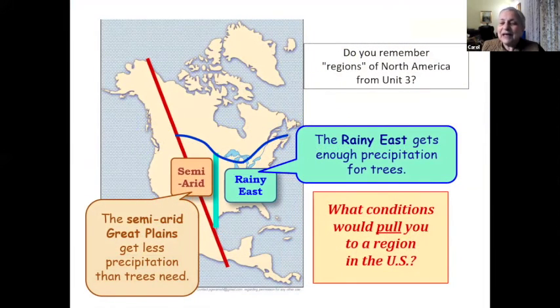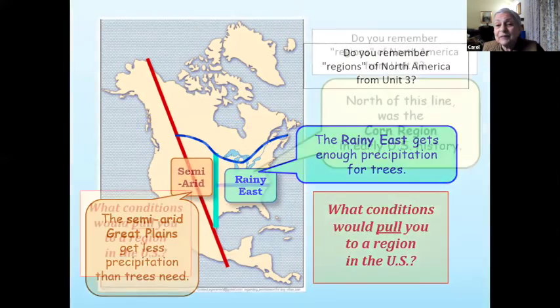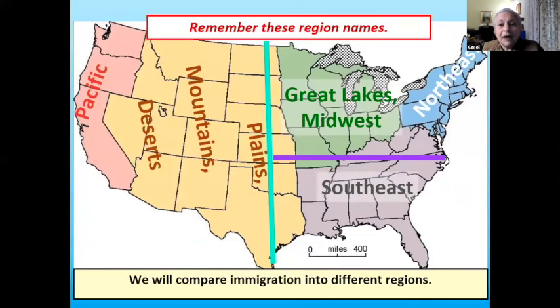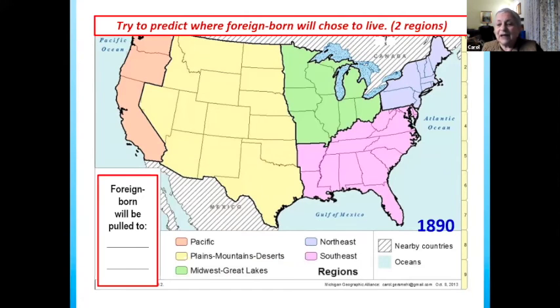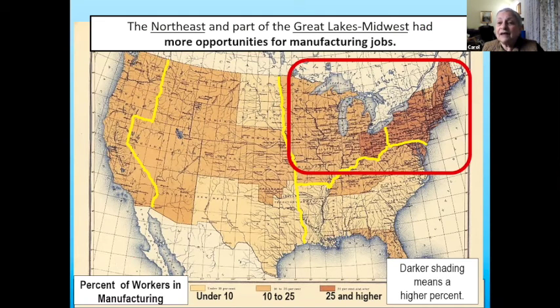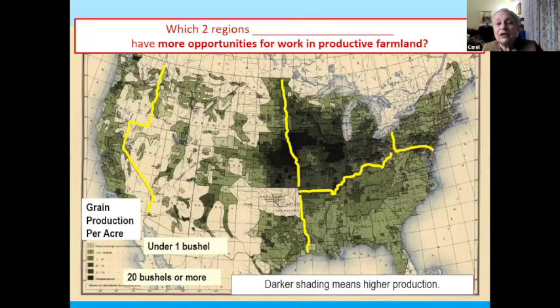And remember, we had the semi-arid Great Plains and we had the rainy East. So would you be pulled to one of those or the other, or maybe both? Remember how we had the corn region and the cotton region? Which of those would you choose to go to? And these are regions of the US that students could predict. This is where manufacturing jobs were. And that would provide a lot of opportunities for someone coming from Ellis Island in the Northeast. The darker areas on this map are highly productive farmland, which would be a good place to go.